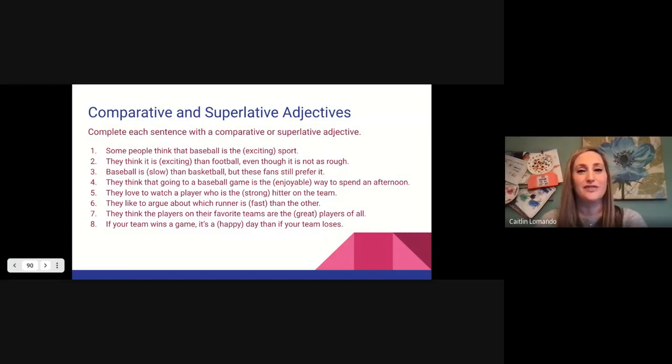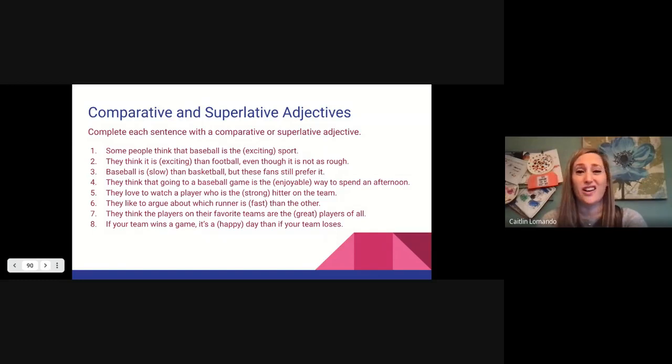Number 5, they love to watch a player who is the strong hitter on the team. They're comparing one player to every other player on the team, so it's superlative. Are we going to add a most or an est to strong? We would say the strongest hitter.